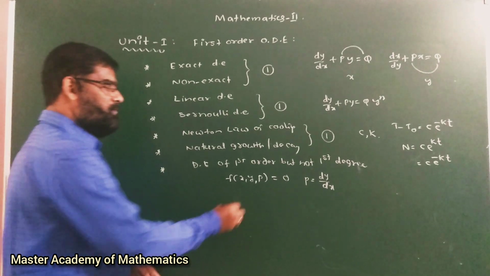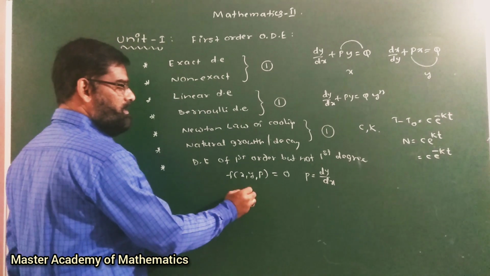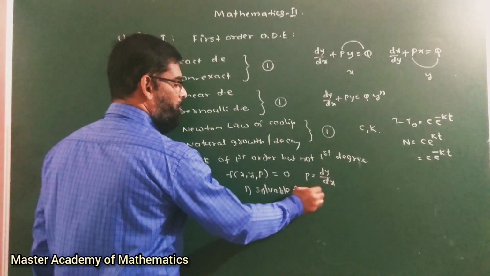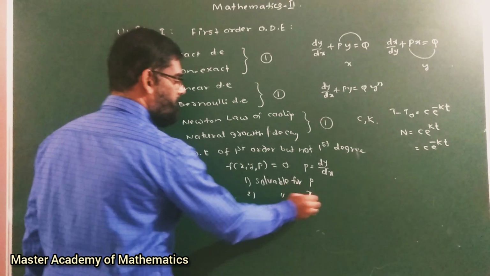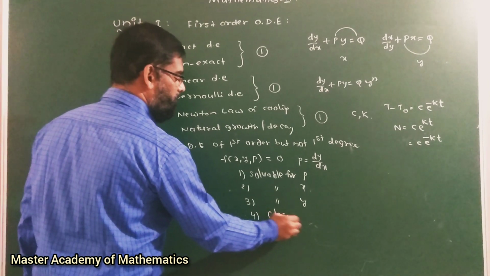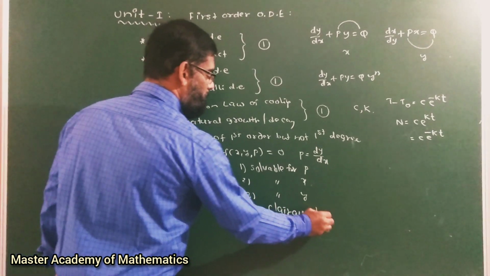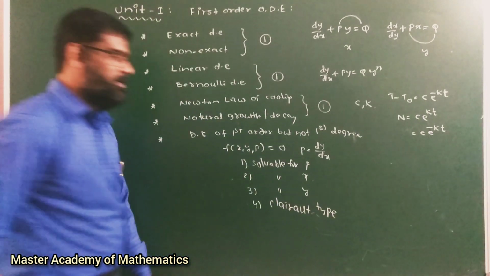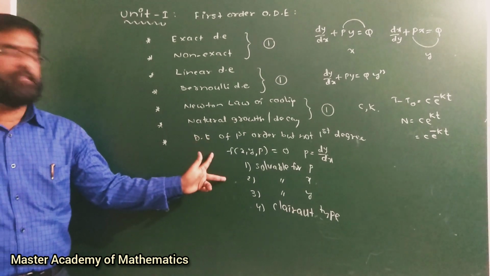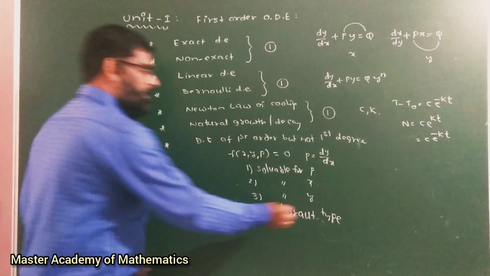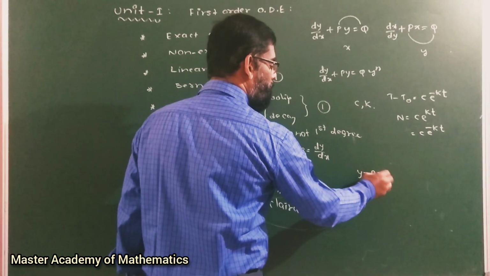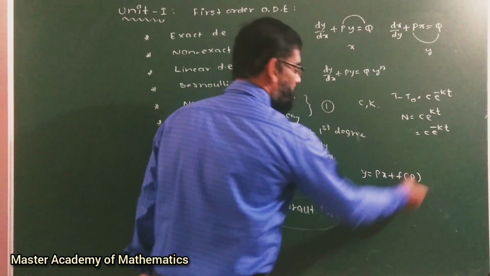In that case, in order to find out the solution, again we have four methods. One is solvable for p, second solvable for x, third solvable for y, fourth Clairaut type. So these are the four different methods here. And even here also, in order to find out the solution for this type of problem, first you focus on this Clairaut type. What is Clairaut type? It looks like y equal to p into x plus f of p.